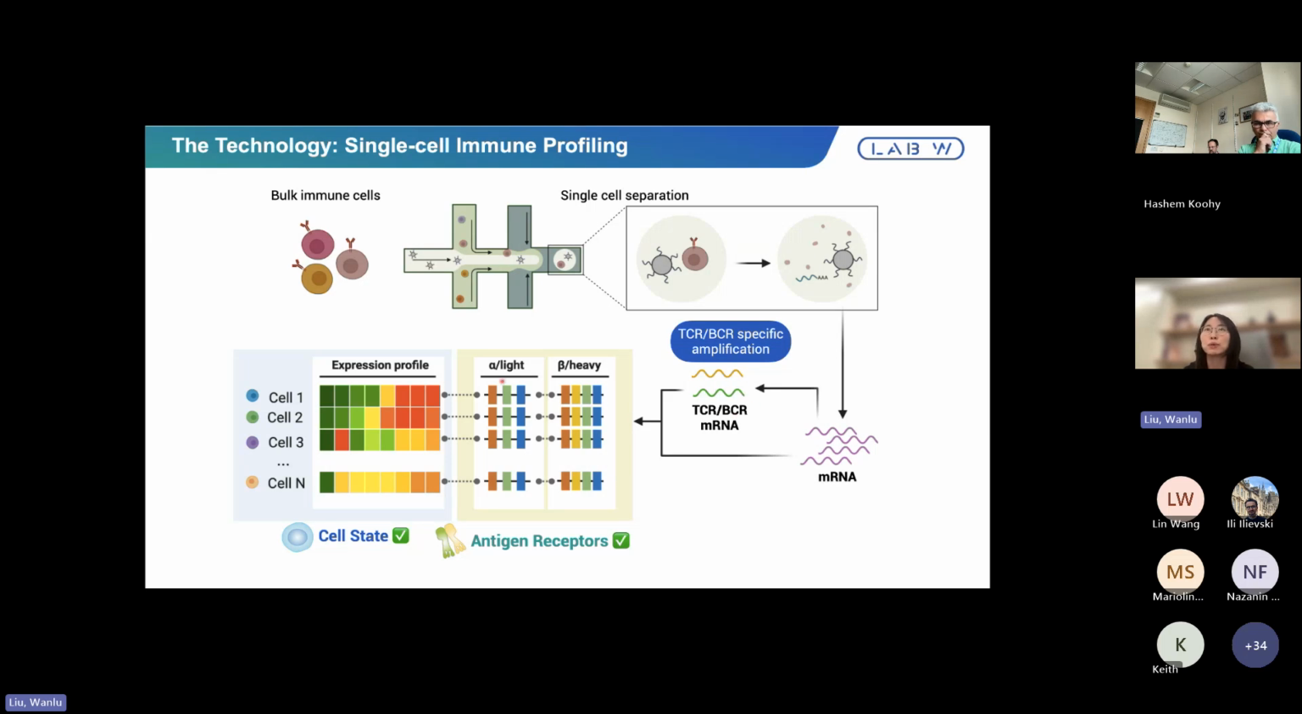In the end, what we get is a gene expression profile for each of the cells. And at the same time, we have a cell barcode linking that gene expression profile to the TCR alpha chain and beta chain, or BCR light chain and heavy chain. So basically, at the single cell level, we are able to capture the cell state information and the antigen receptor information at the same time.